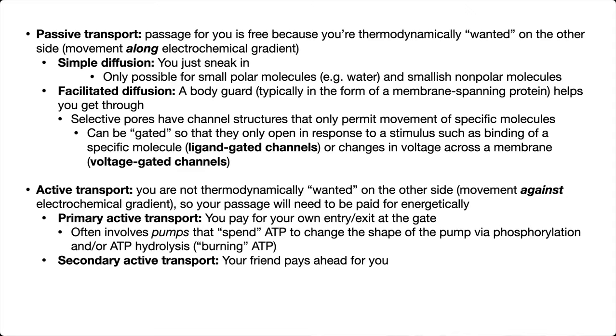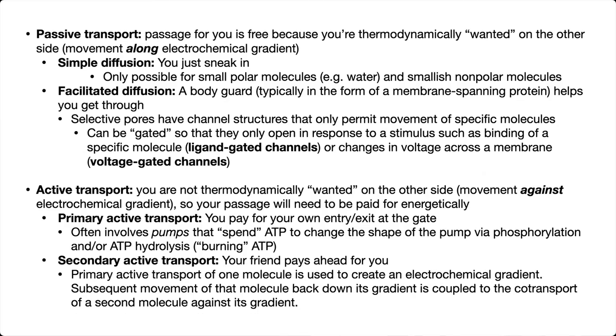You can also have secondary active transport, where your friend pays ahead of you. You use primary active transport of one molecule to create an electrochemical gradient of that molecule. Subsequent movement of that molecule back down its gradient is then coupled to the co-transport of a second molecule against its gradient. Voila, that is how molecules move, or don't move, or at least move controllably through membranes.